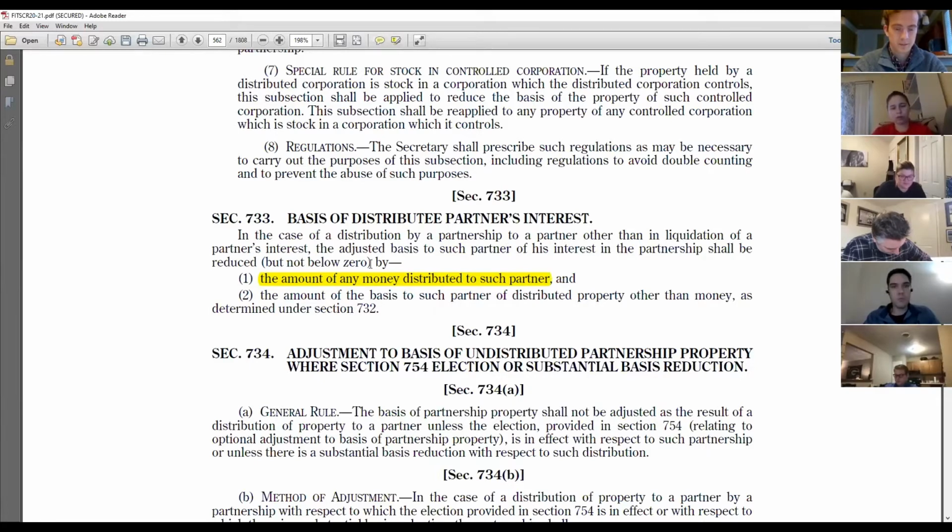And then, of course, we also know, as we talked about last class, that you can't have negative basis. You can't have negative inside basis. You can't have negative outside basis. There's no such thing as negative basis. So our lower threshold is zero. Because of that, what if we have distributions in excess of basis? In theory, that would take our basis down to negative, but we don't allow negative basis. So let's just turn to section 731, which tells us something else.